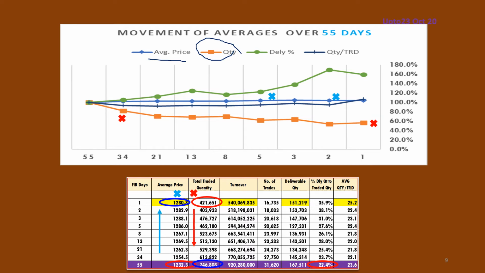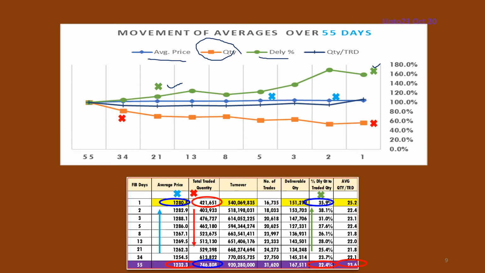Third, we are talking of delivery percentage. Higher the delivery percentage, stronger the market and more genuine interest in physical delivery. And here the plus point is 22.4 to 35.9. The delivery percentage has moved quite positively.